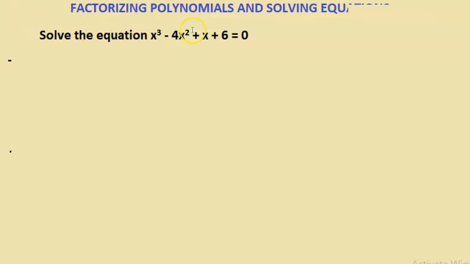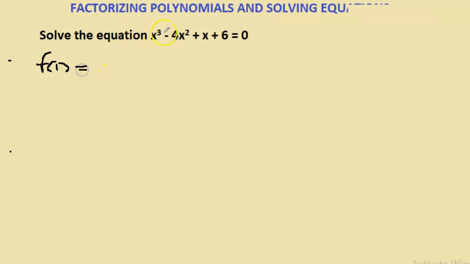But we're not doing the trial and error. Of course, you have to try. We're trying values which are factors of the constant, in this case 6. So now I'm going to try 1 as a first option. So we find f of 1.